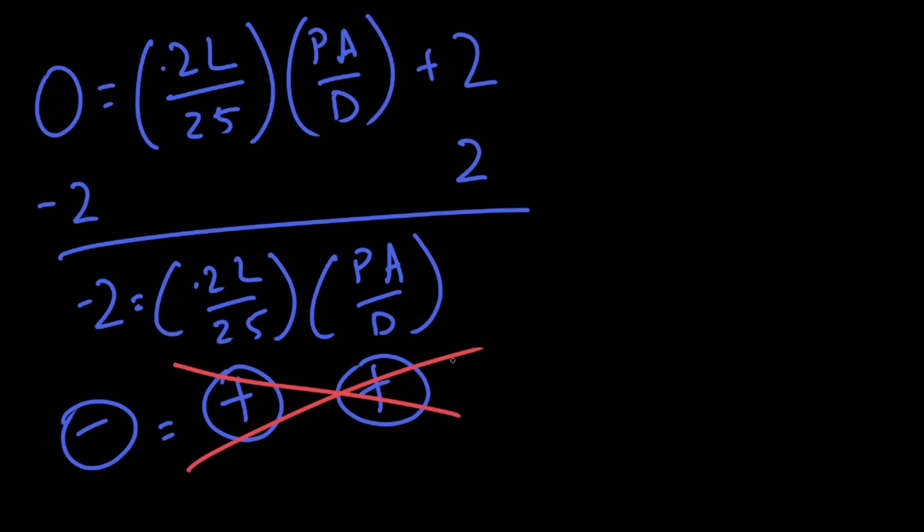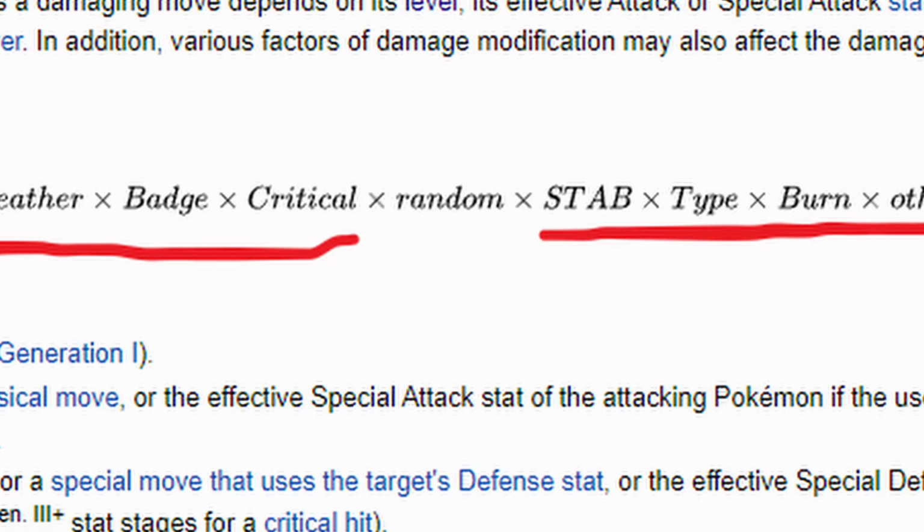But why 2 specifically? This is actually due to the randomizer modifier. And what is the randomizer? It's actually a modifier that multiplies the end result of the damage by 0.85 to 1. This helps give a bit of variation when it comes to damage.